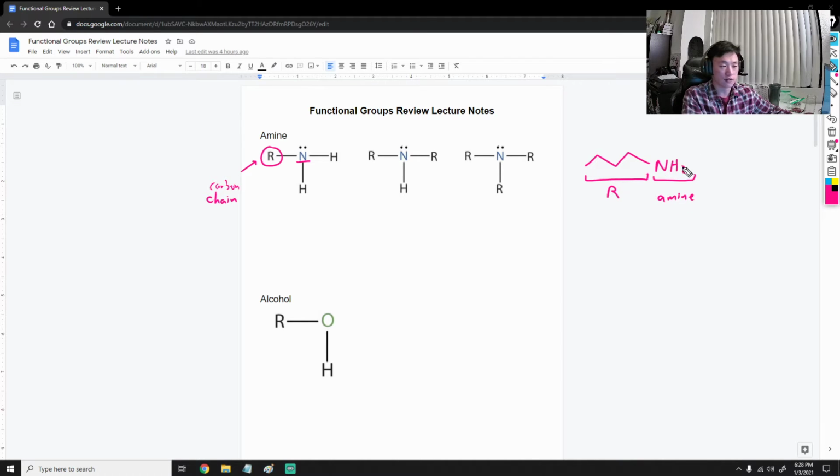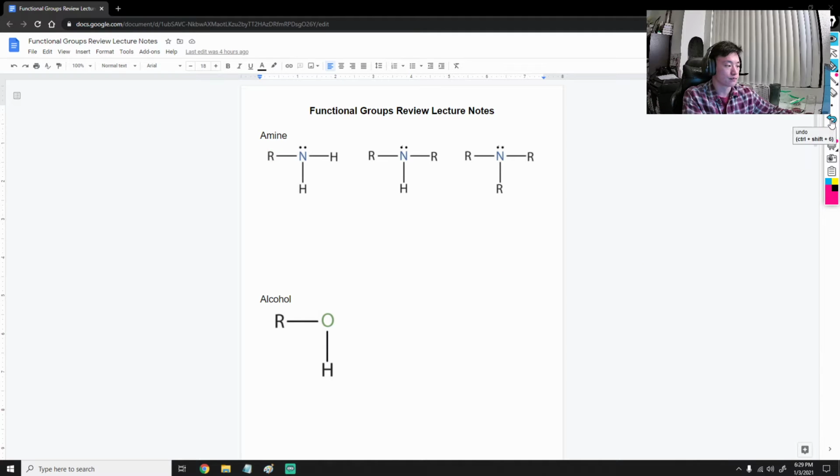Okay, so you could have NH2 and this would be an amine, or you can have something like this where you have NH and then the chain continues. This would also be an amine. You can also have just an N in the middle of some kind of chain like that. Maybe it forms some kind of ring. Regardless of what it looks like, as long as you have a nitrogen in the midst of a bunch of carbons, you're going to have an amine.